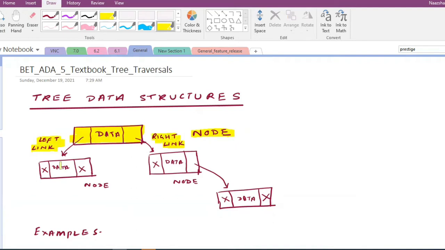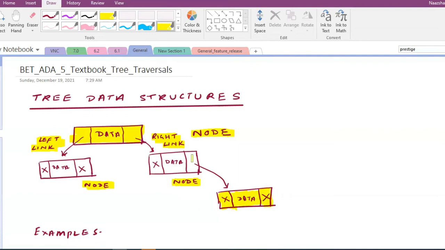And what does the left link do? It connects to another node on the left side. And what does the right link do? It connects to another node on the right side, right? Similarly, you can build a relationship with different node structures. And finally, if you have a node where you don't have any more left or right, you can place a null pointer here. When I say X here, it means null. There is nothing on the left or the right.